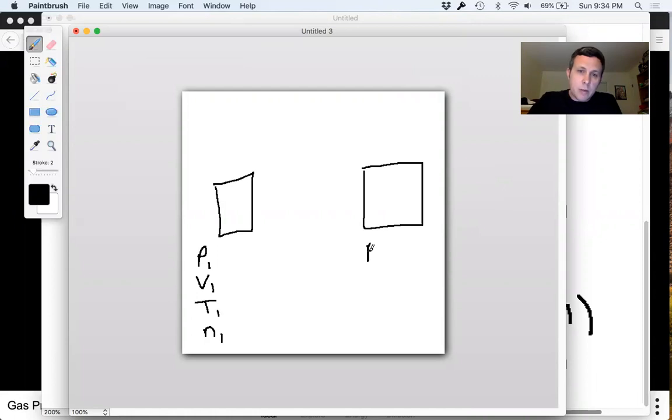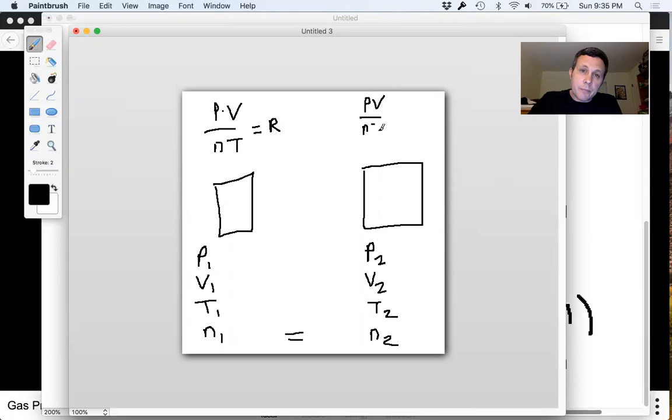Well, now there's going to be a new pressure, P2. There's going to be a new volume, V2, a new temperature, T2, and a new amount of moles, N2. Typically, we say no gas gets in or out, so oftentimes N1 equals N2, and so we never really make much consideration of that. So here's the point. We know that P times V over N times T equals R for both of these containers. That is what the ideal gas law says.